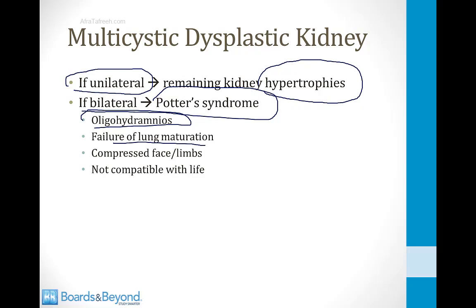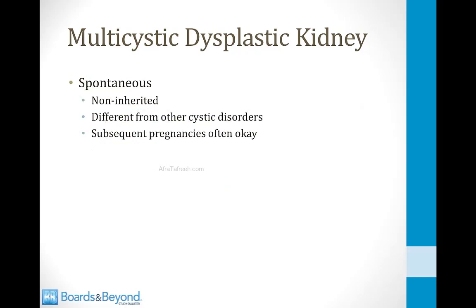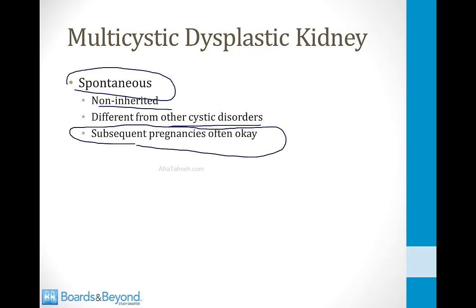And then because there isn't amniotic fluid surrounding the fetus, there will be compression of the face and limbs when the fetus develops. And as I said before, this is not compatible with life, and these babies will either be stillborn or die shortly after birth. One very important thing to know about multicystic dysplastic kidneys is that they are a spontaneous occurrence. This is not an inherited kidney mutation, and this makes it different from all the other cystic disorders we're going to talk about today. So women who have a baby where one or both kidneys are multicystic can have other pregnancies where everything will be okay. Some of the other disorders we'll talk about today, the mother can pass the disorder on to subsequent pregnancies.